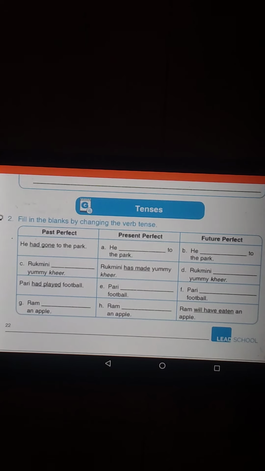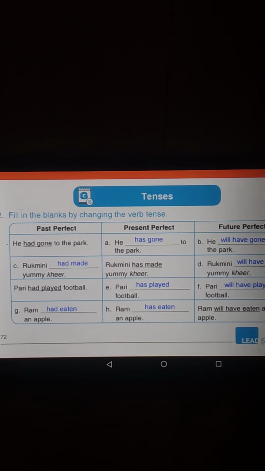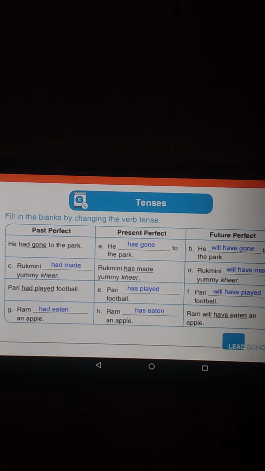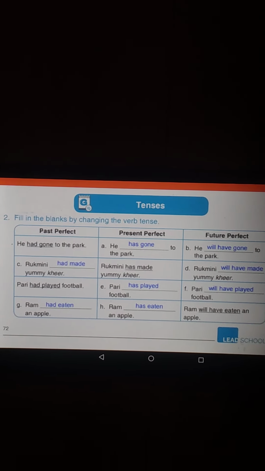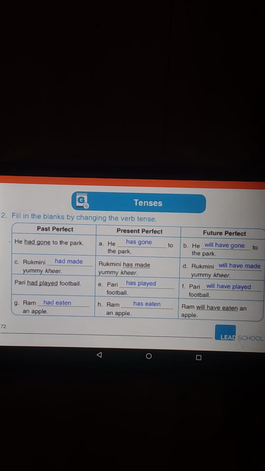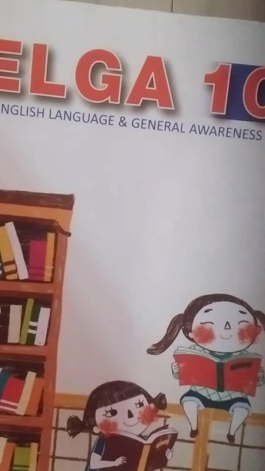So let's check our answers. Let's check your answers, children. If you have done anything wrong, please change it now itself. Have you all checked it now, children? Let's move on to writing and speaking expression.